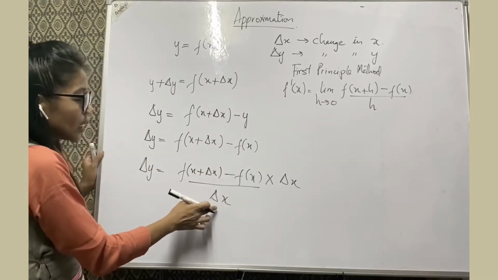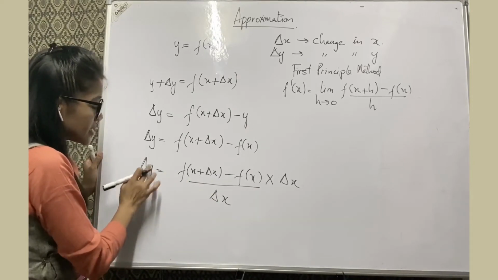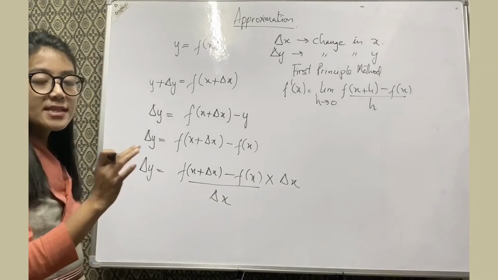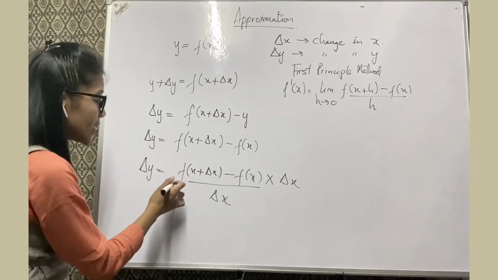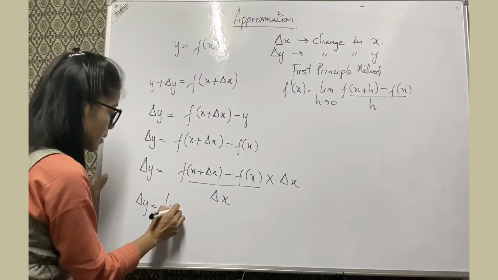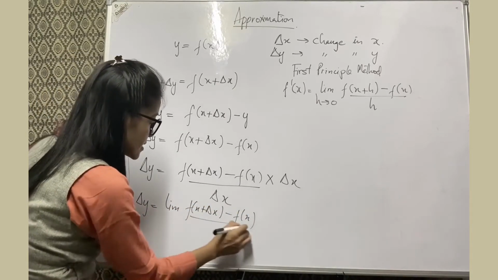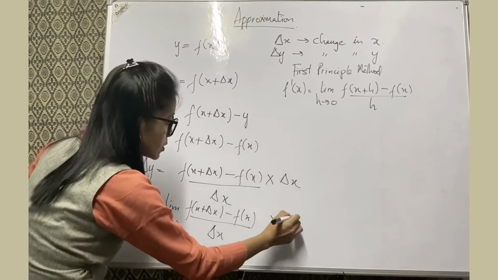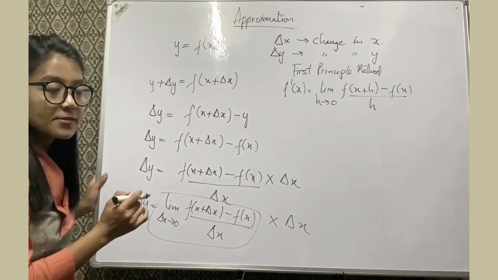So therefore now, delta y is equal to this, and I here multiplied and divided by delta x, such that delta x is the smallest possible, nearest to 0. So for that I can use the concept of limit. So therefore I can write limit of f of x plus delta x minus f of x as delta x tends to 0, into delta x, right? Now this is nothing but f dash x using the first principle method.